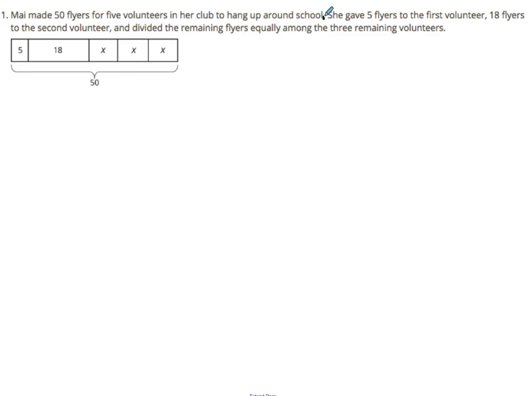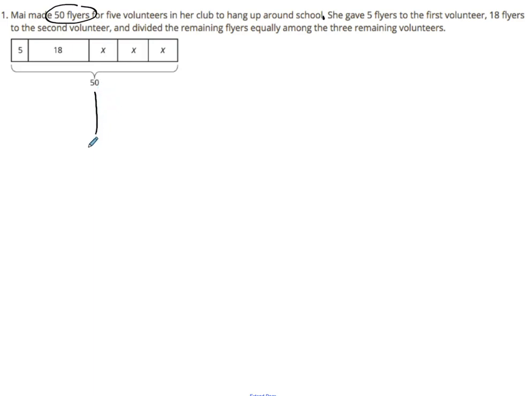You have a tape diagram there. You have a bunch of rectangles with some numbers, some variables, and then that bottom 50. What part of that tape diagram does that first sentence describe? It describes the total amount of flyers. Excellent.